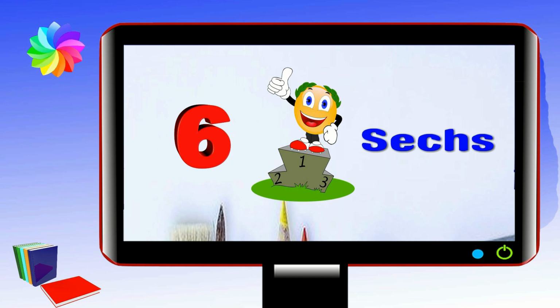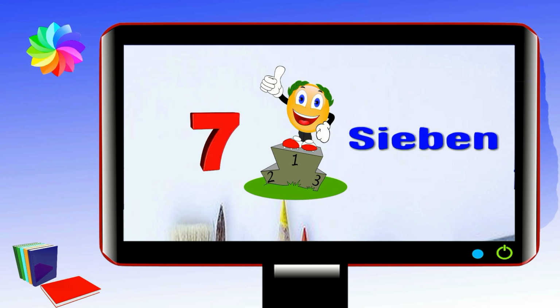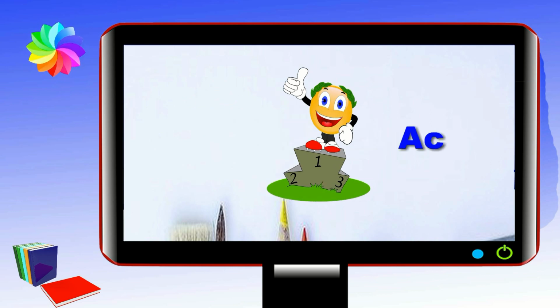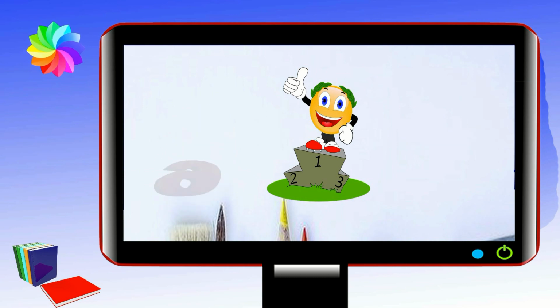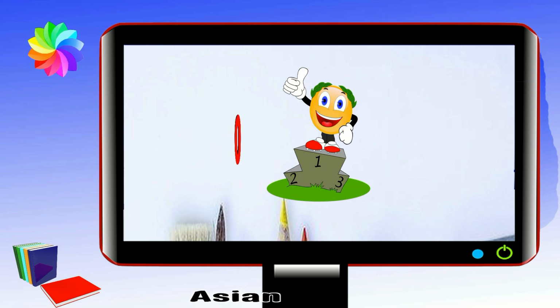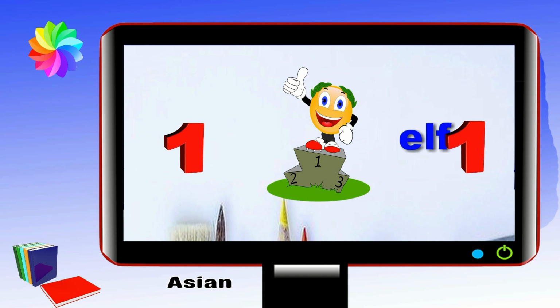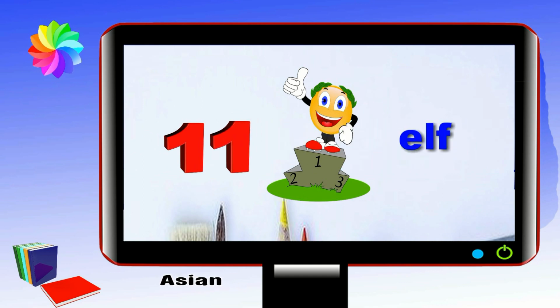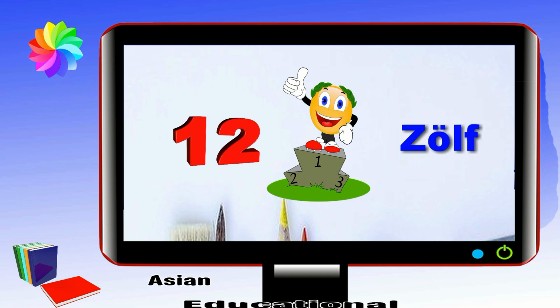Sechs, sechs means six. Sieben, sieben means seven. Acht, acht means eight. Neun, neun means nine. Zehn, zehn means 10. Elf, elf means 11. Zwölf, zwölf means 12.